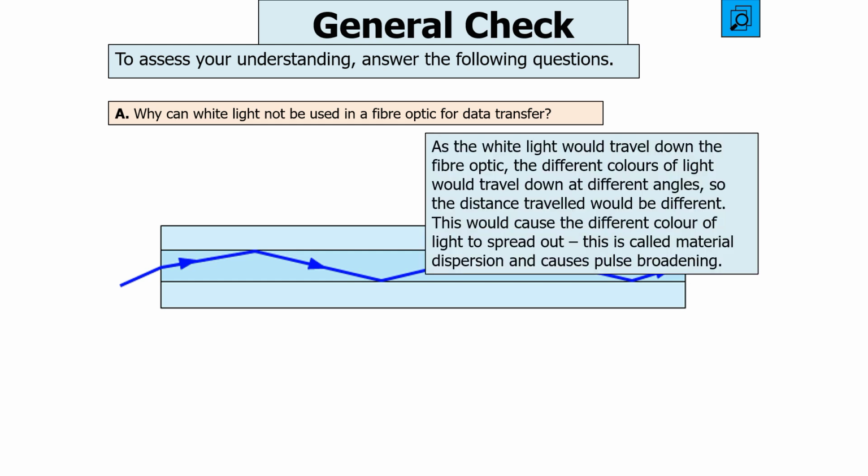As the white light would travel down the fibre optic, the different colours of light would travel down at different angles, so the distance travelled would be different. This would cause the different colours of light to spread out, which is called material dispersion and causes pulse broadening.